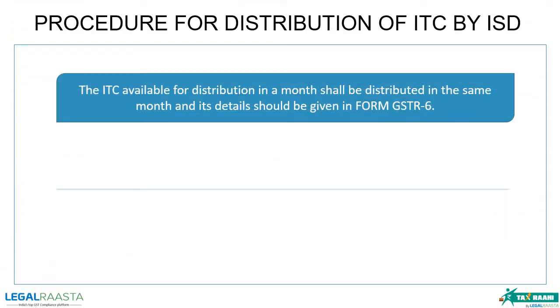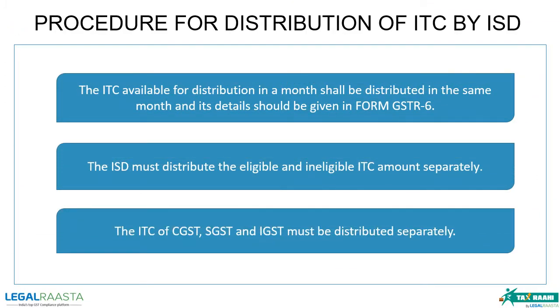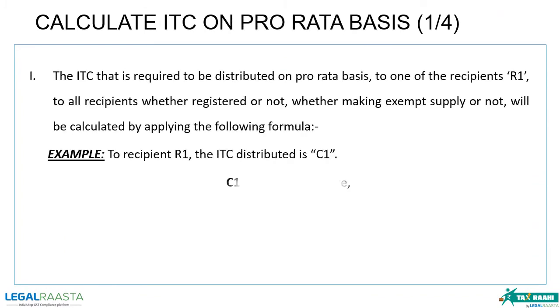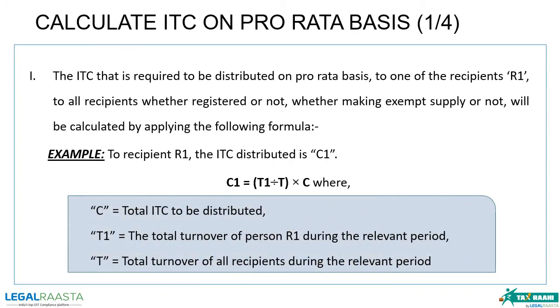There is a particular set of principles for distribution of input tax credit, like the ITC available for distribution in a month shall be distributed in the same month. ISD must distribute the eligible and ineligible ITC amount separately, and ITC of IGST, CGST and SGST must be distributed separately. If ITC is distributed on a pro rata basis, then a particular formula is applied.